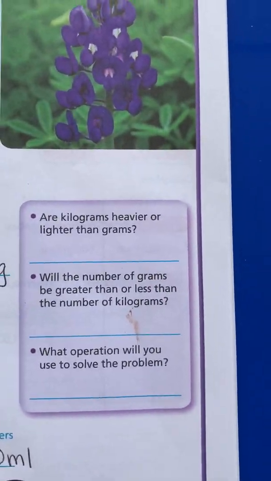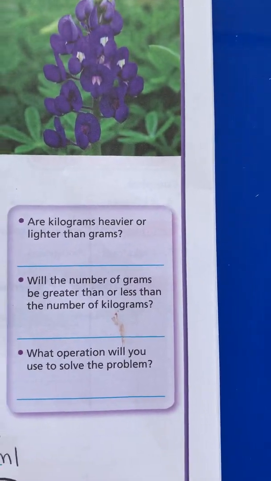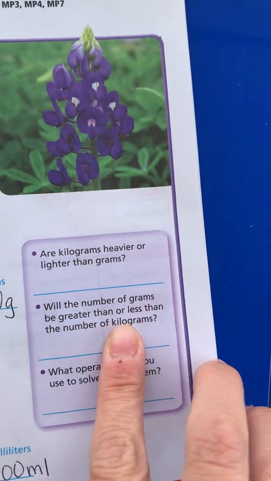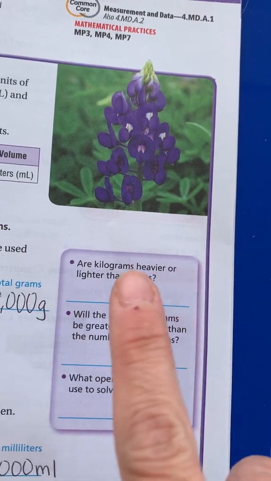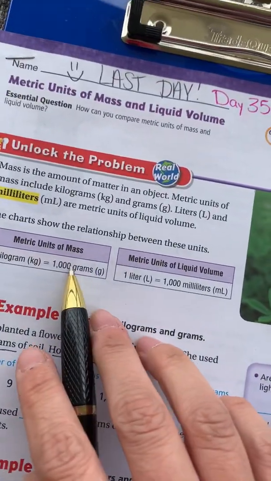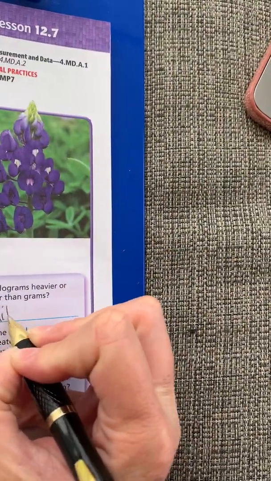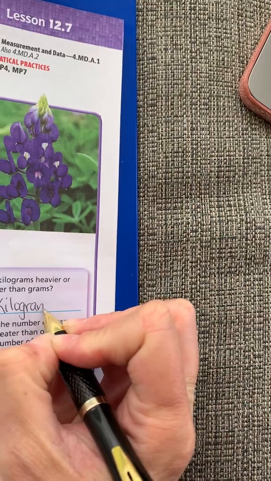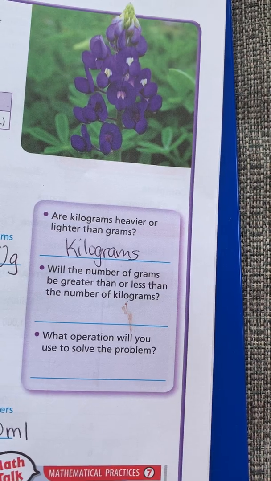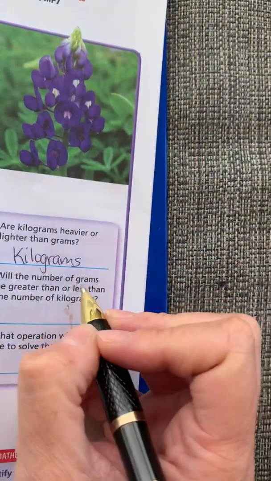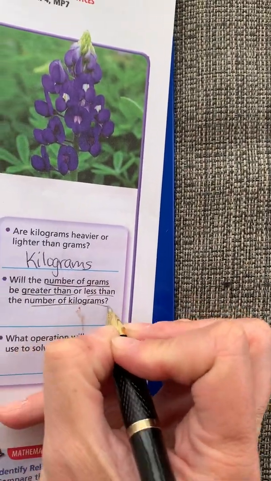Take a look over at the little purple questions. It's just having you think a little bit. Are kilograms heavier or lighter than grams? That's my marker that bled through. Are kilograms heavier or lighter than grams? Well, if it takes 1,000 grams to make 1 kilogram, then we know that kilograms are heavier. Will the number of grams be greater than or less than the number of kilograms?